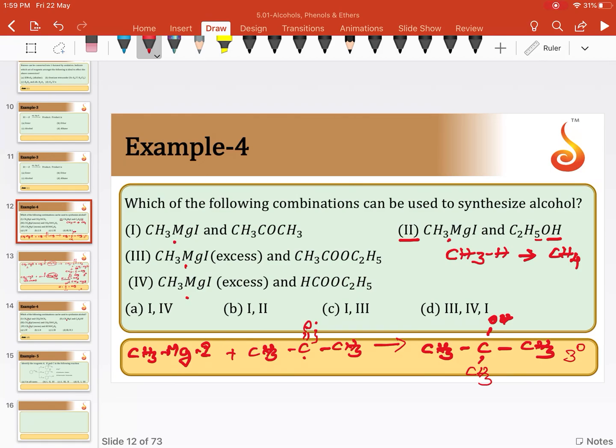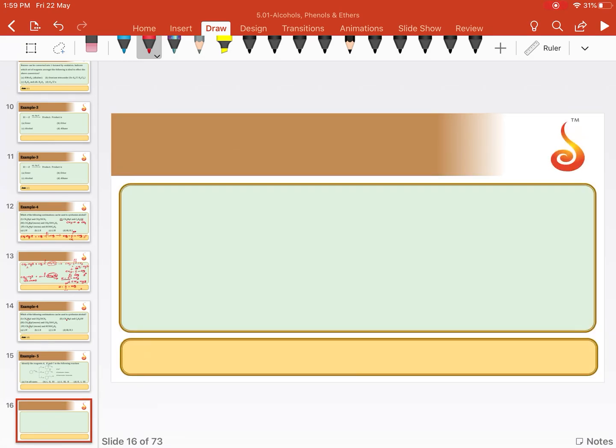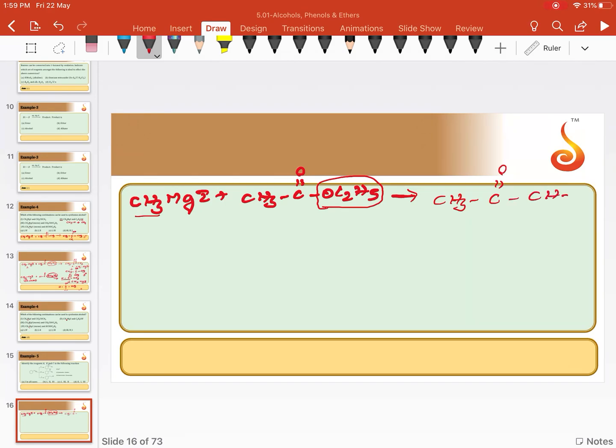Excess of Grignard's reagent is treated with ester. Now what happens when Grignard's reagent is treated with ester? Here also we have to learn one shortcut. Remove OC2H5 or in general remove OR and put R of Grignard's reagent. Means what will we get here? CH3 C double bond O, R of Grignard reagent is CH3. When 1 mole of Grignard reagent is treated with ester, we will get ketone.